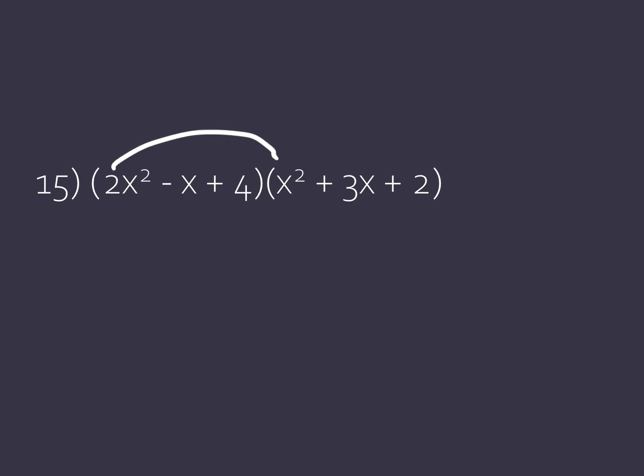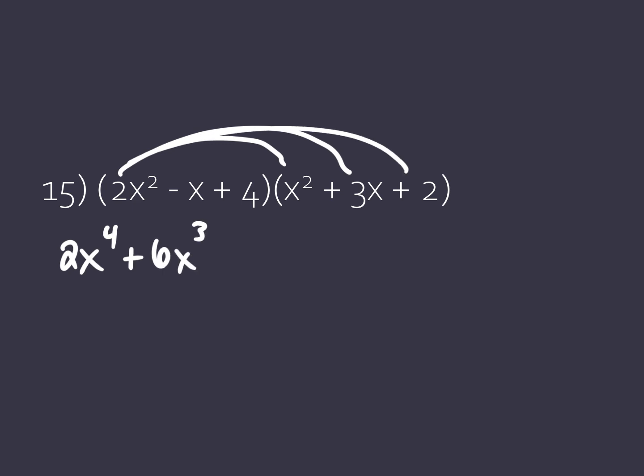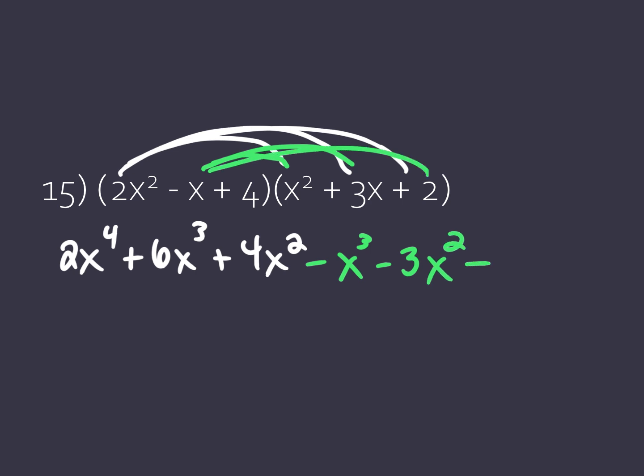2x squared times x squared is 2x to the fourth power. Good. Okay, so 2x squared times 3x. 6x cubed. Okay, 2x squared times 2. 4x squared. If you guys want to come in here on test day and use my color pencils, you're more than welcome to. I'm now going to take negative x. What's negative x times x squared? Negative x cubed. Okay. What's negative x and 3x? Minus 3x squared. Negative x and 2. Minus what? 2x. Good. All right.